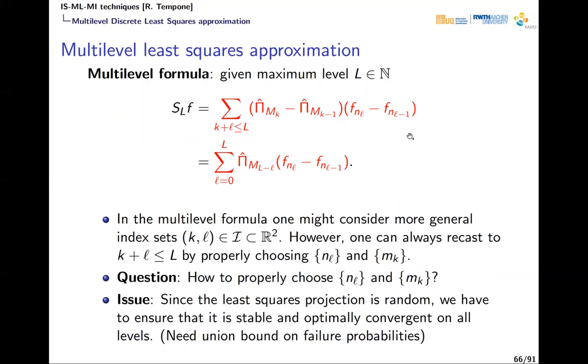formula that is first written in terms of a multi-index, which is the most natural way of doing it. And then when you sum up with respect to one of the indices, you get a multi-level formula. And what you see here essentially is that you have a projection acting on a difference between solutions that corresponds to different mesh sizes.